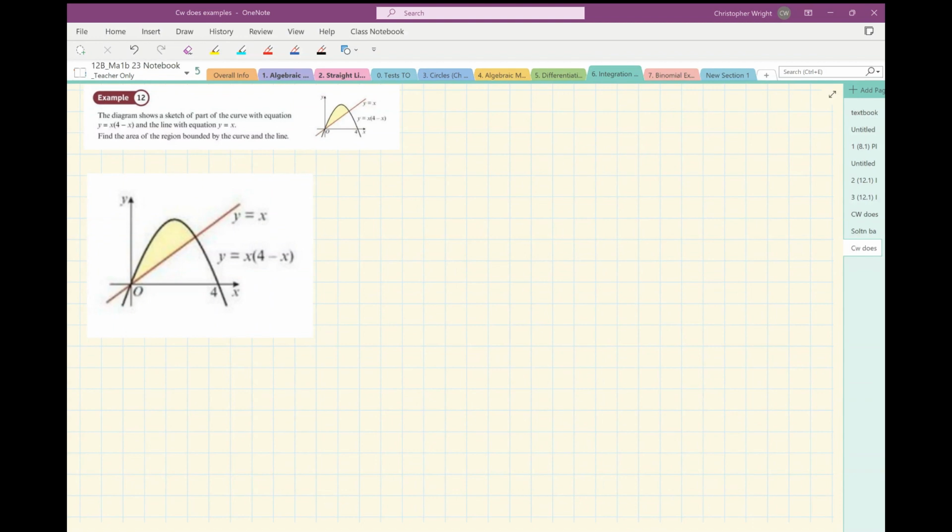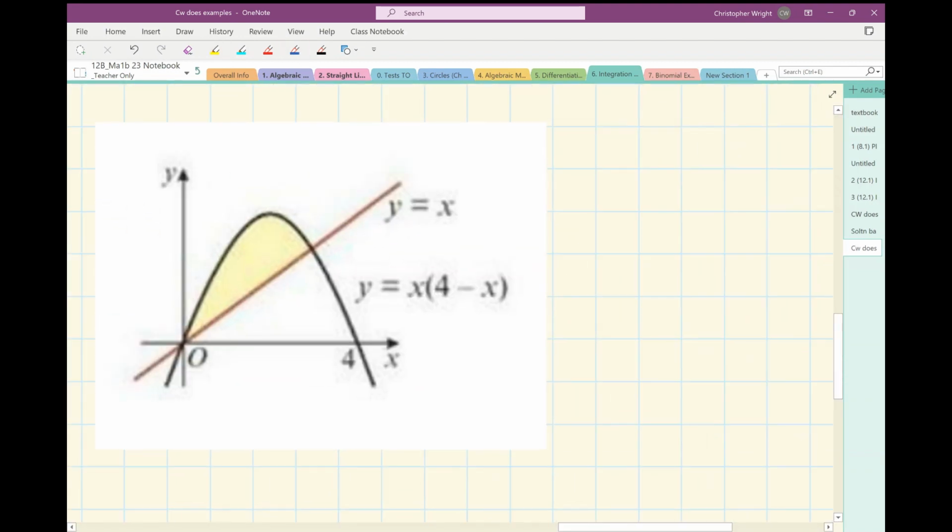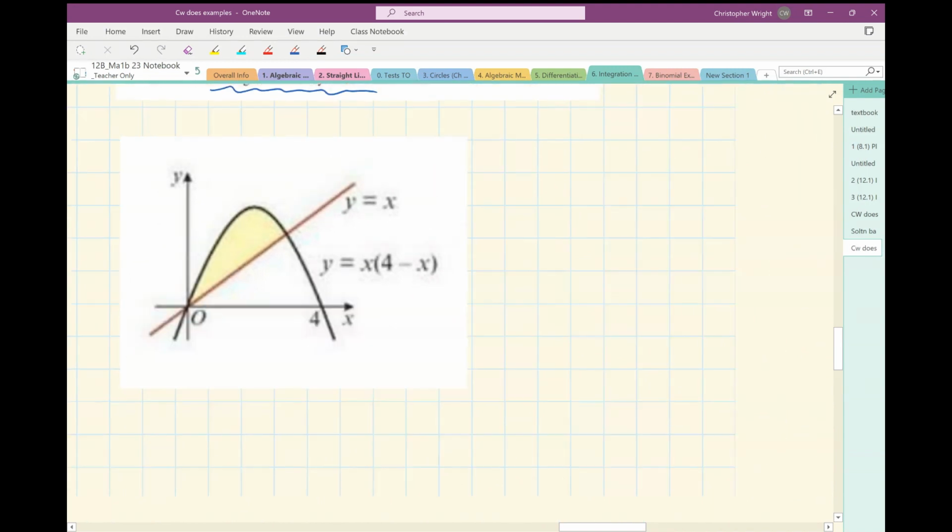Example 12. The diagram shows a sketch of part of a curve with that equation and the line with equation y equals x. Find the area of the region bounded by the curve and the line. So we're going to find the area of the yellow region there.